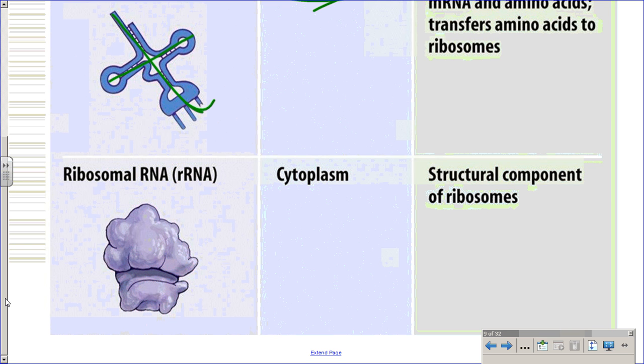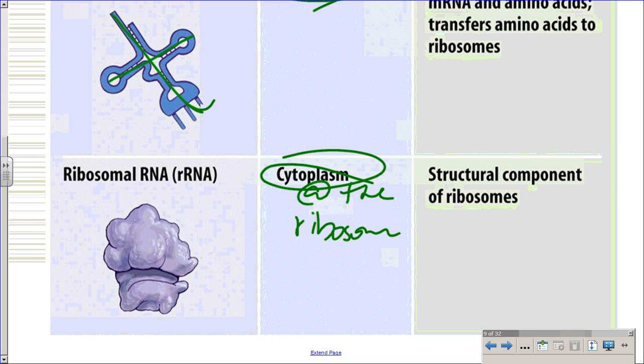It is found in the cytoplasm, but at the ribosome, because it is the ribosome. So it's going to be found at the ribosome, and that's what this shape kind of looks like. The top part is RNA and the bottom piece is a little piece of protein. Thumbs up when you're good here.